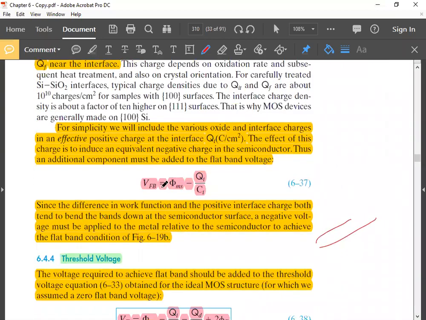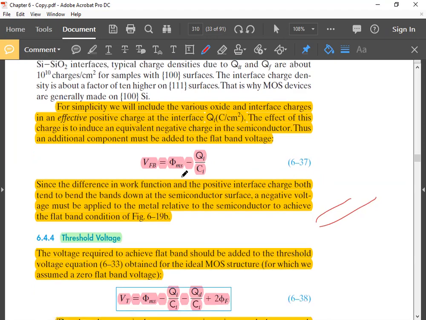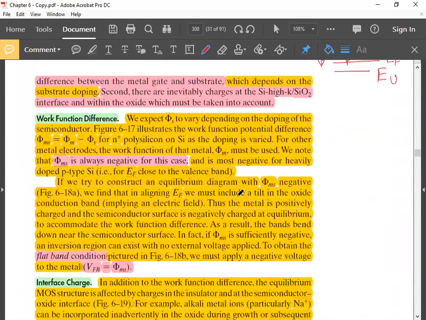So phi ms you had to apply to make the bands flat, even if there is work function difference, and this is the voltage you have to apply to nullify the effect of the interface charge. So total flat band voltage is this and this, phi ms minus QI by CI. Remember QI is positive, always positive. Phi ms is typically always positive. Understood? So this VFB has to be added with that threshold voltage.